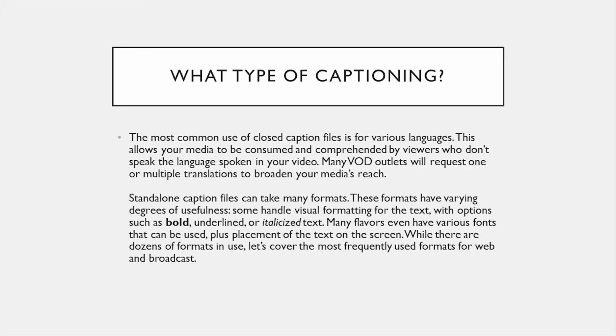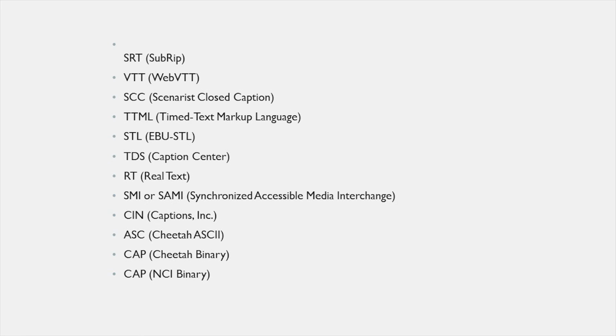Standalone caption files can take many formats. These formats have varying degrees of usefulness. Some handle visual formatting for the text, with options such as bold, underlined, or italicized text. Many flavors even have various fonts that can be used, plus placement of the text on screen. While there are dozens of formats in use, let's cover the most frequently used formats for web and broadcast.